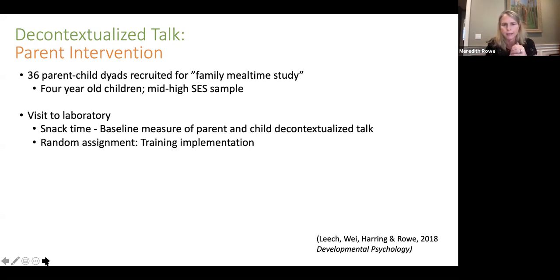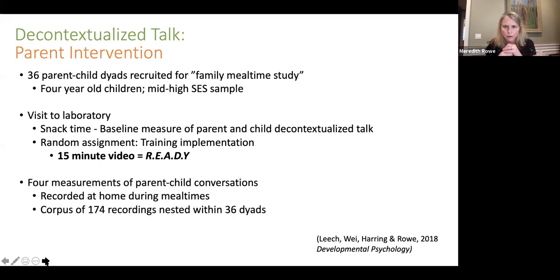Then we randomly assigned the groups to either the training or the control group. And the training group then saw this 15-minute video on an iPad with our researcher who asked comprehension questions afterwards. Basically, we watched the video with the parent and then afterwards said, so if you were going to explain that to a friend, how would you explain it?